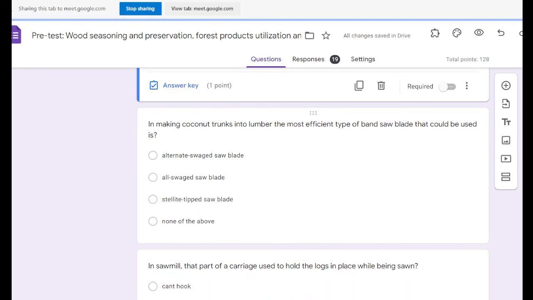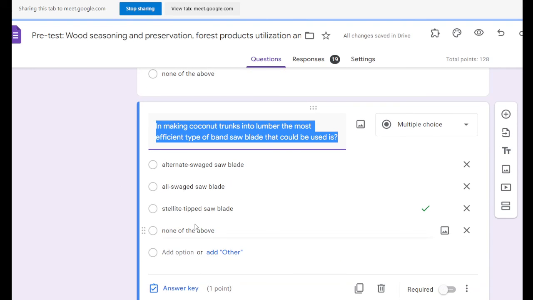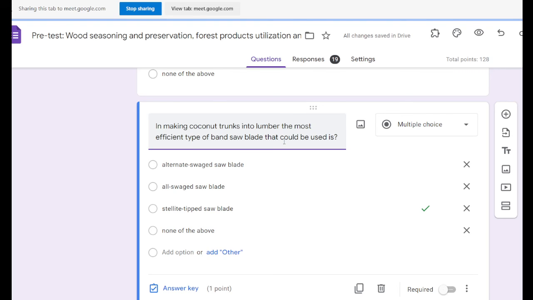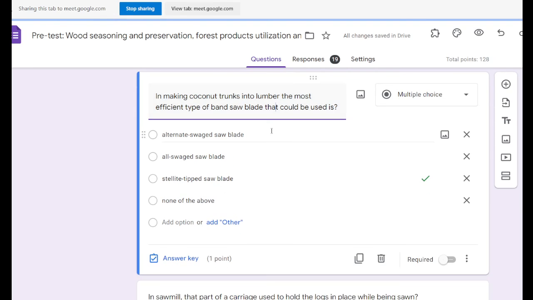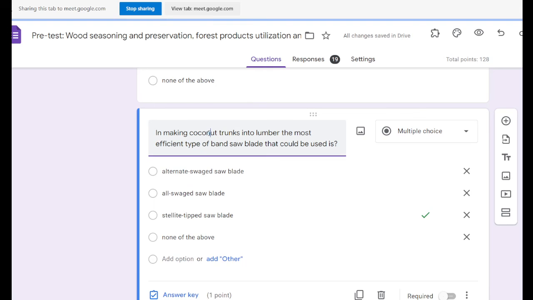In making coconut trunks into lumber, the most efficient type of bandsaw blade that could be used is the stellite tip saw blade. It's a type of saw that is suitable for cutting coconut trunks. Stellite tip saw blade.